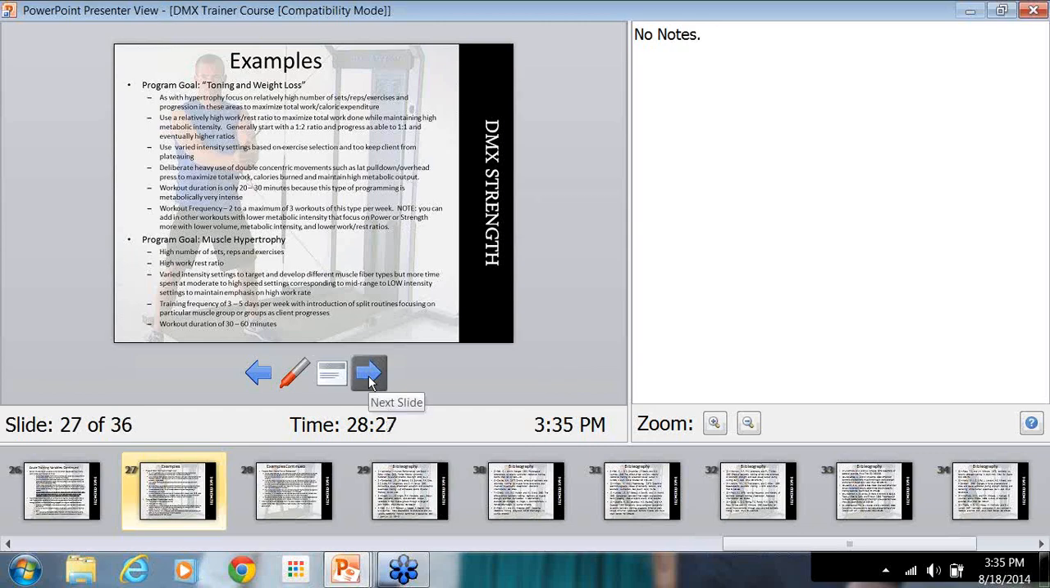So some examples. Let's say your average, quote, toning and weight loss client, which is a very common client in the gym. We're probably going to have a hypertrophy focus here. We're going to have a relatively high number of sets, reps, and exercises, and progression in these areas to maximize total work and caloric expenditure. Because we're going to try to do two things at once. We're going to try to build strength, increase muscle mass, or at least maintain muscle mass, but we're going to try to maximize our work output so that we're burning maximum calories and fat during and after the workout with EPOC. Use a relatively high work-rest ratio for these clients to maximize total work done while maintaining a high metabolic intensity.